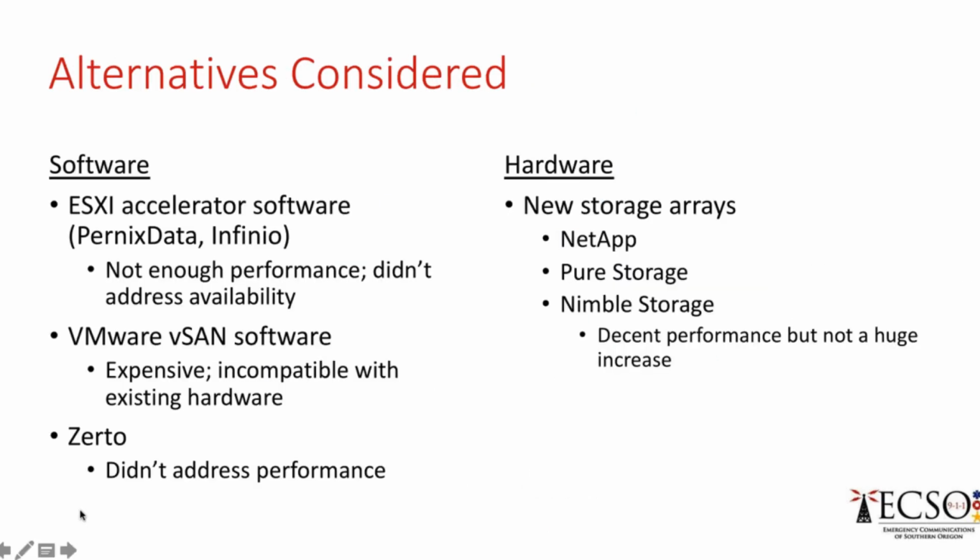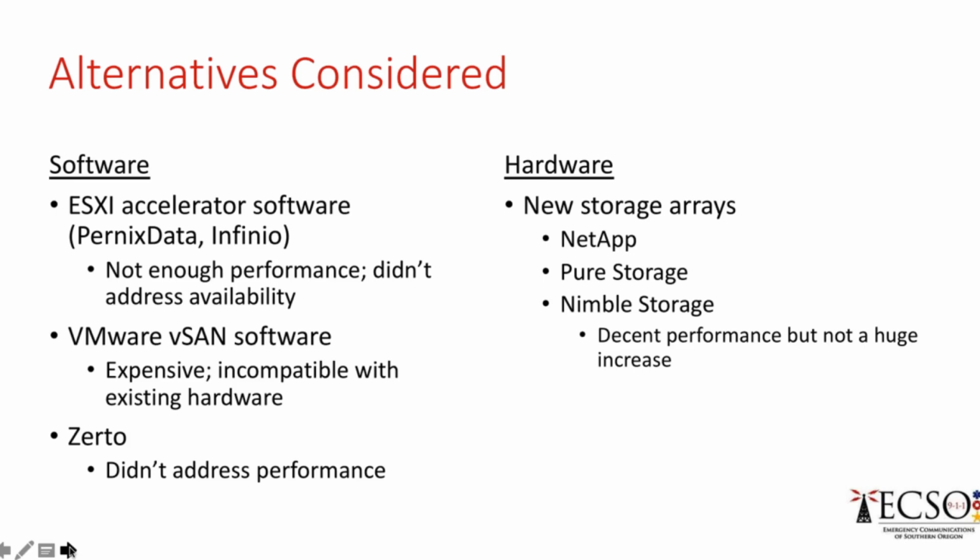So they actually looked at some alternatives. They said, okay, what about looking at acceleration software? So at that time, PernixData still existed. There was Infinio, and they found it wasn't enough performance. And it didn't address availability. They looked at the VMware vSAN software. They found it expensive. It was incompatible with their existing hardware. So they said, okay, that's not going to quite work. They looked at Zerto, but Zerto provided them availability but didn't address performance.